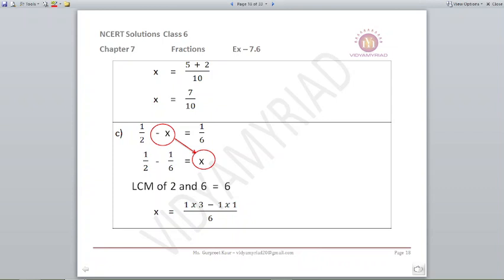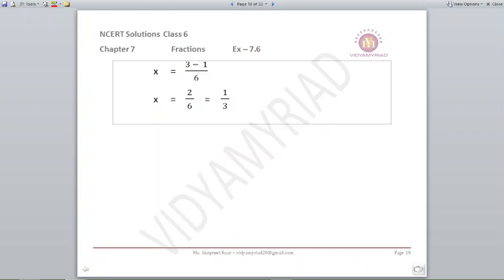So 2 and 6 in the denominator, so LCM is 6. So x will be equal to 1 into 3 minus 1 upon 6, that is 3 minus 1 upon 6, which is 2 upon 6. This is a multiple of 2, so my answer is 1/3. So children, wherever it is possible to reduce the fraction to its lowest term, if it is divisible or a multiple of any number, please reduce it and write it in the lowest form.